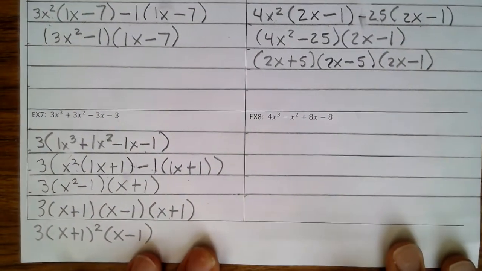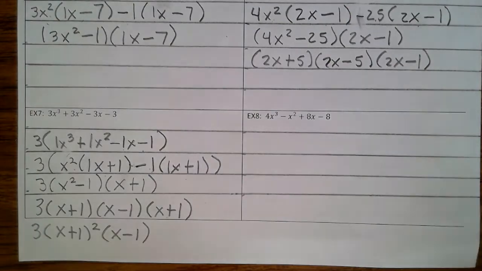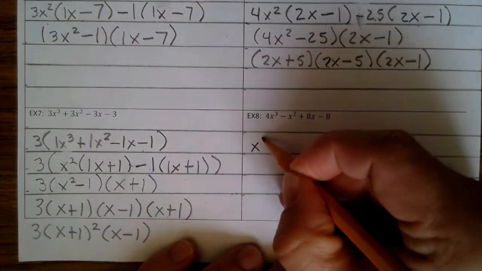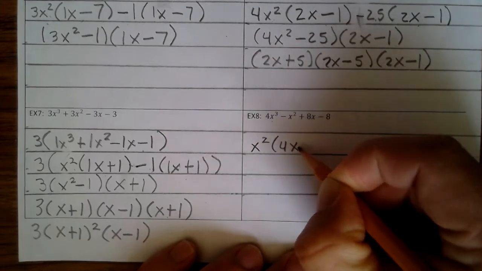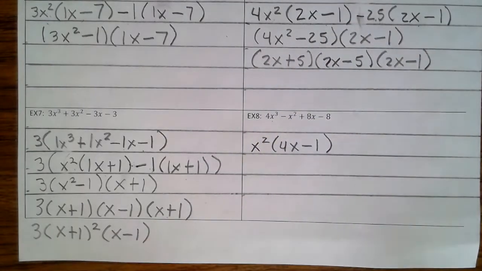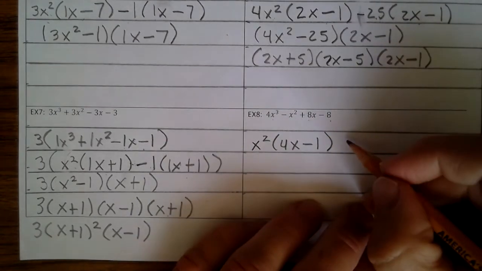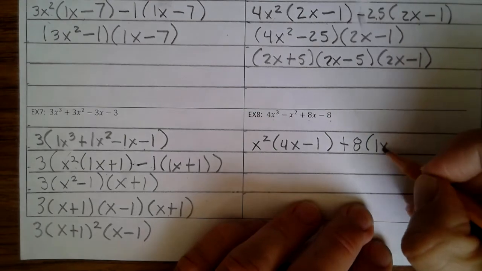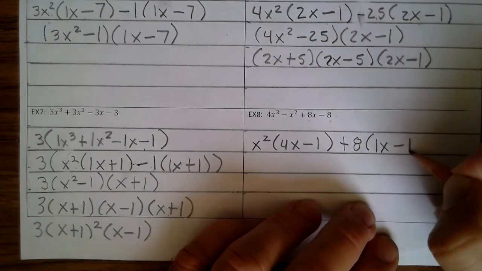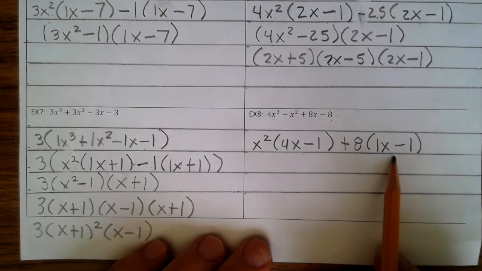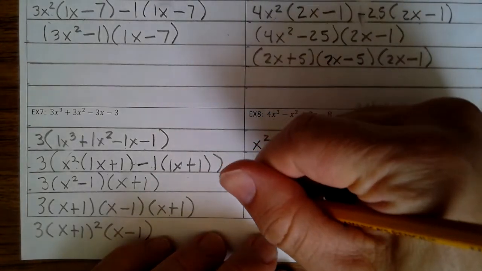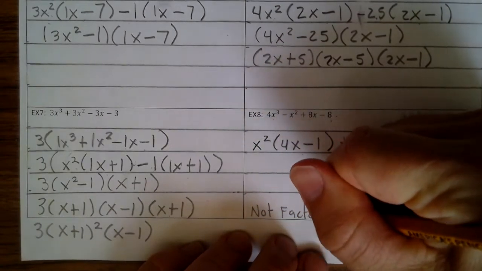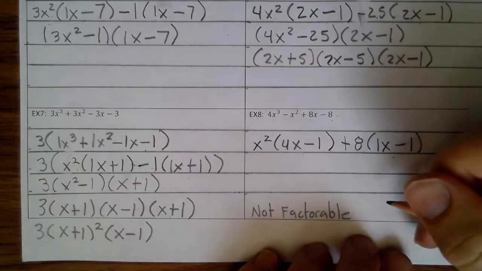Okay, let's finish up our examples with example 8. So it looks like the only thing we can factor out from here is x squared, which leaves 4x minus 1. And we can factor out an 8 from both sides, so plus 8. 8x divided by 8 is 1x. Negative 8 divided by 8 is negative 1. These are not the same, so it's not factorable by grouping.